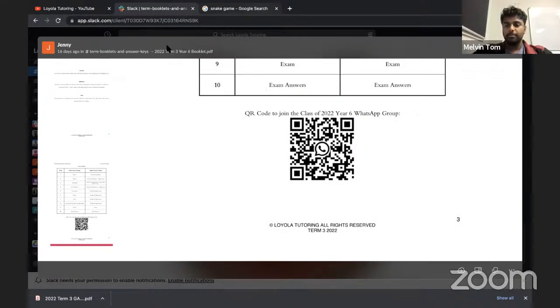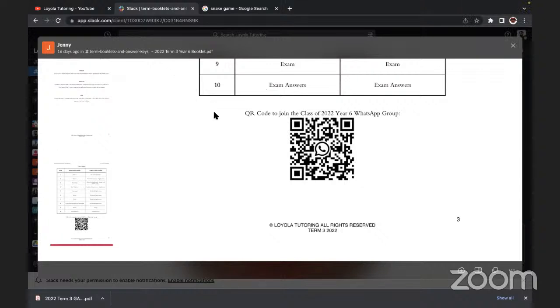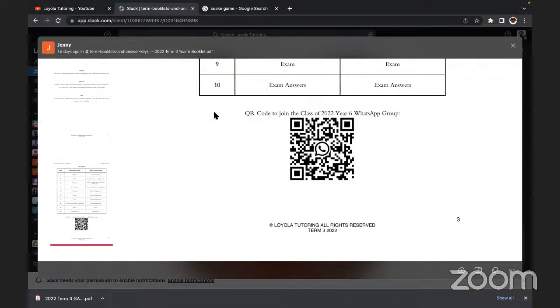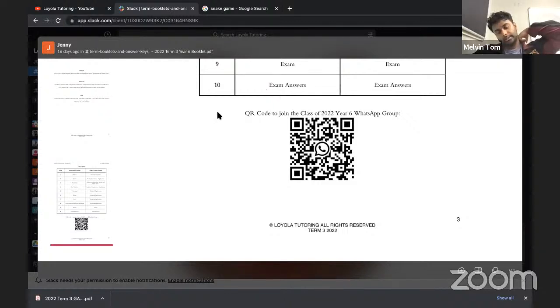I don't have WhatsApp. No, your mom and dad don't have it as well? My mom and dad have it, I don't have it. That's what I meant. So get your mom and dad to join the year 6 one and then leave the GATE one.